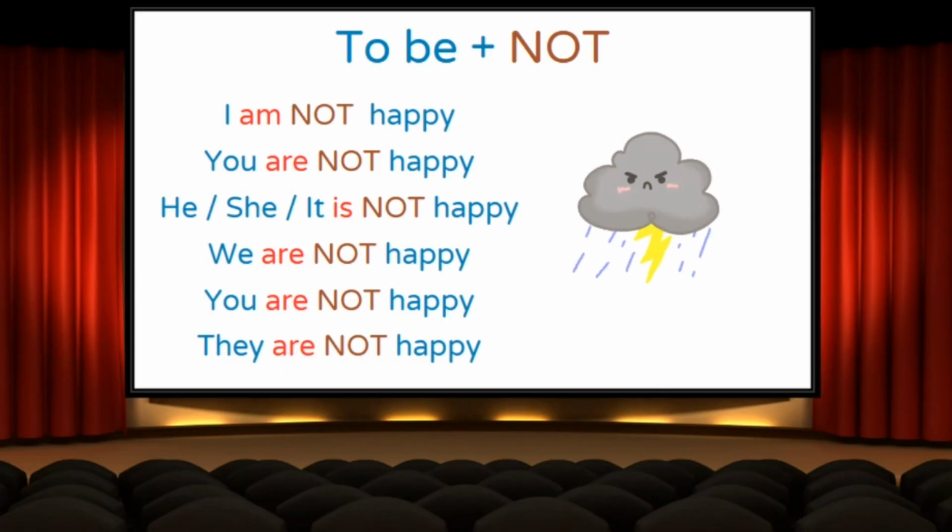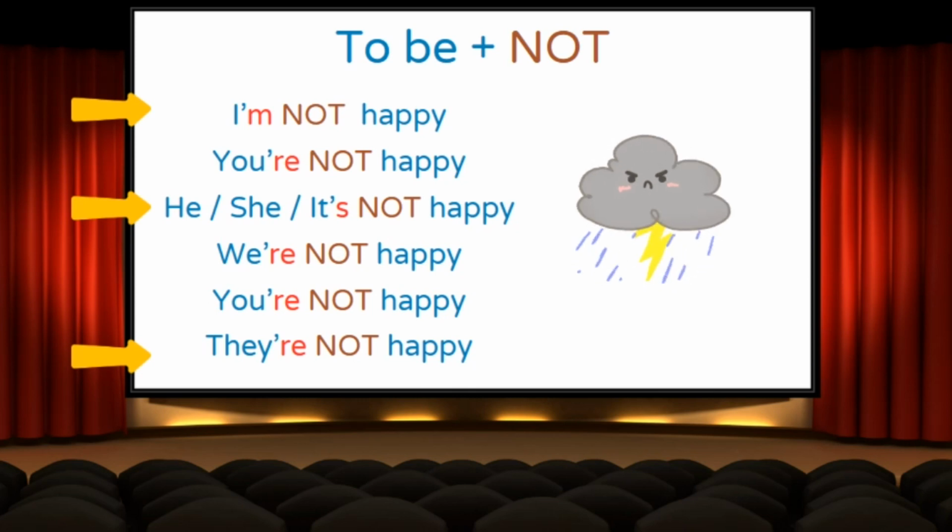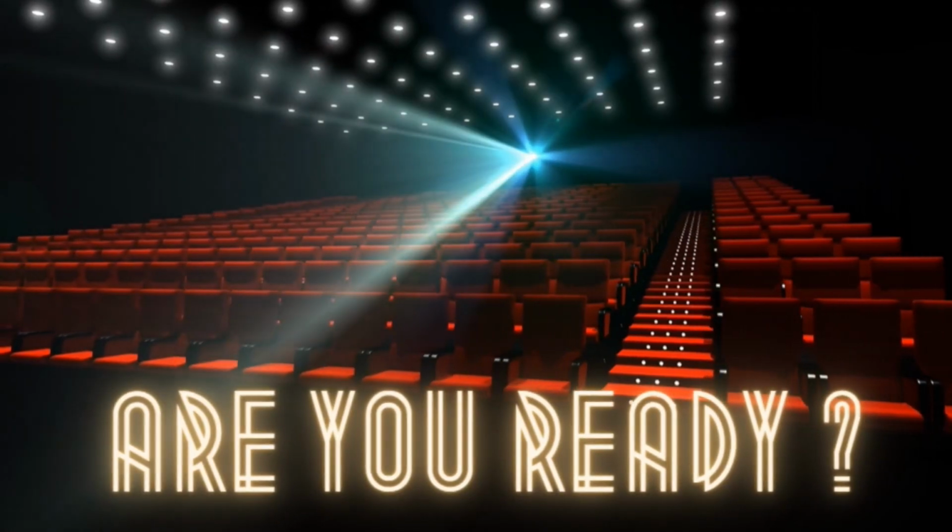If you want to say a negative sentence with the verb be, just add not after be. I am not happy. You are not happy. He, she, it is not happy. Most people prefer to use the shorter form of the verb when they speak. For example, I am not becomes I'm not. You are not becomes you're not. And he, she, and it is not becomes he's not, she's not, and it's not. Okay, are you ready for more examples?